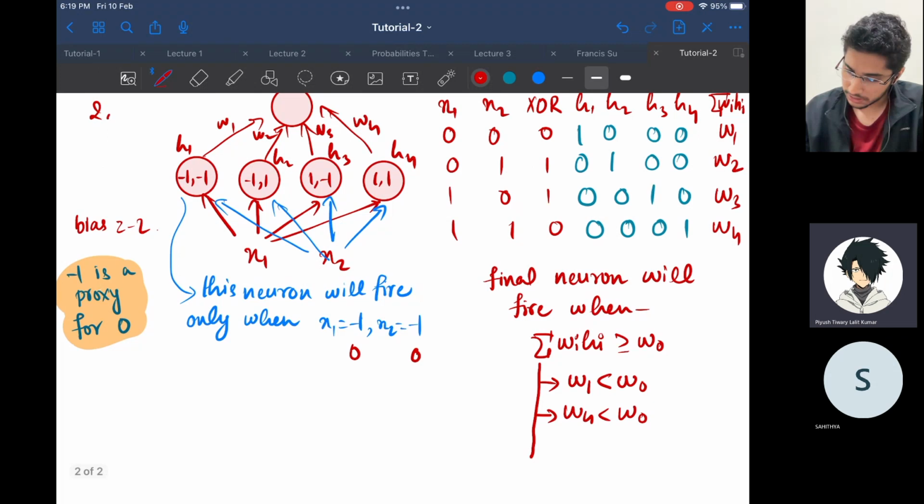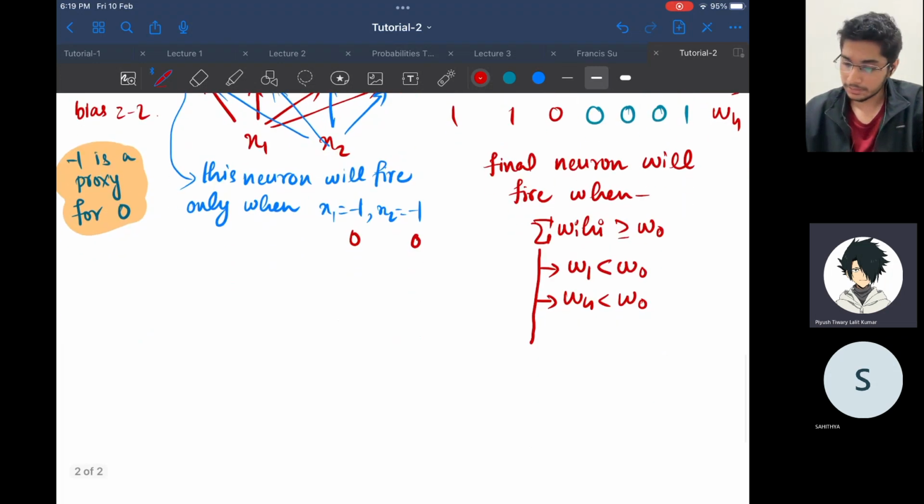Next, we have that these two outputs should be 1, right? And the aggregator function's output here is W2 and W3. So these two, W2 and W3, should individually be greater than or equal to the bias term, which means W3 should be greater than or equal to W naught, and similarly W2 should be greater than or equal to W naught.